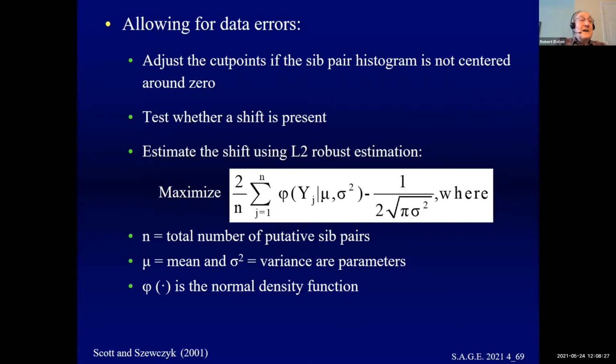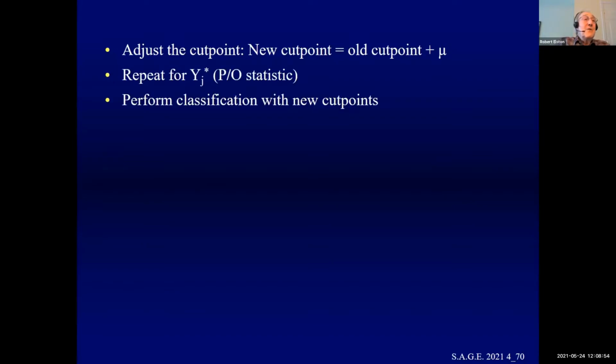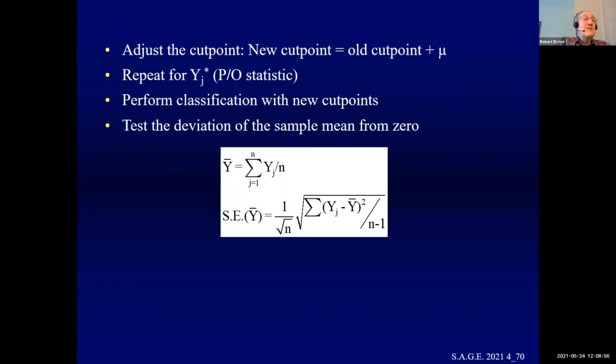And where phi is a normal density, it's similar to Windsorizing, getting rid of things in the extremes, but it finds basically a big mass, and it maximizes at the right. So now you adjust the cut point. You take a new cut point equals the old cut point plus the mean, repeat for the parent offspring statistic, and you perform classification with new cut points.